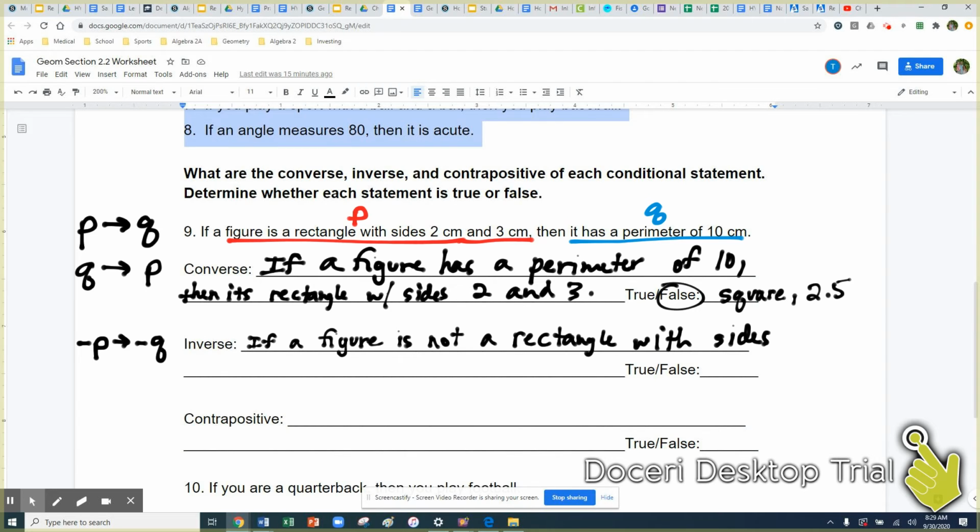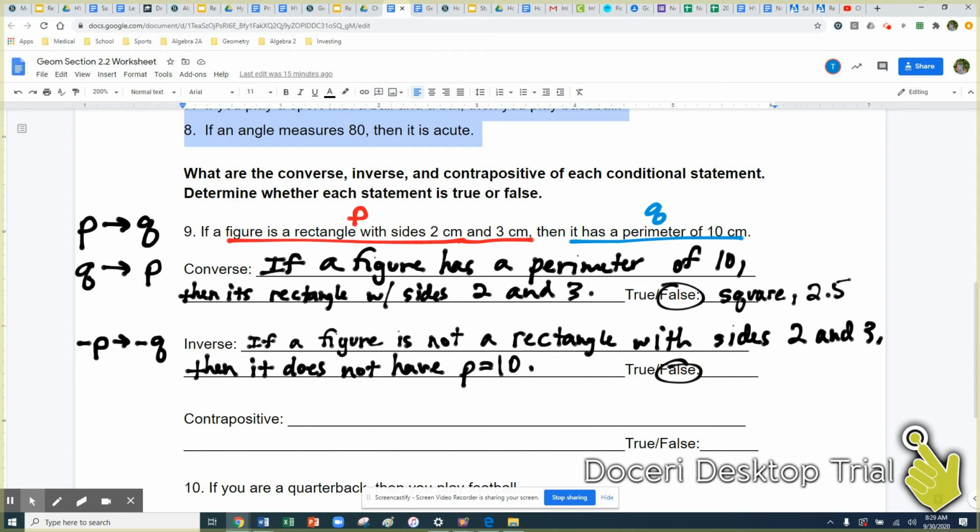I'm going to abbreviate again, 2 and 3. Then it does not have a perimeter of 10. I'm going to put P equals 10. So now we're saying if you do not have a rectangle with the sides 2 and 3, then there is no possibility that you could have a perimeter of 10. So if you don't have a rectangle with sides 2 and 3, could we still have another figure that has a perimeter of 10? Yeah, sure could. So we have to say false again, and that's not true. That's going to be false.